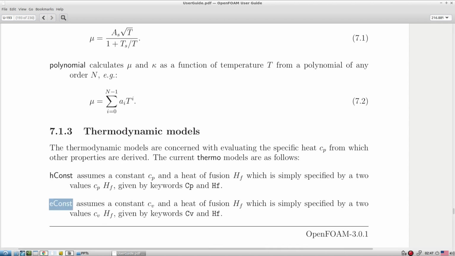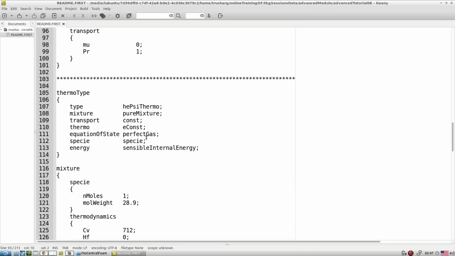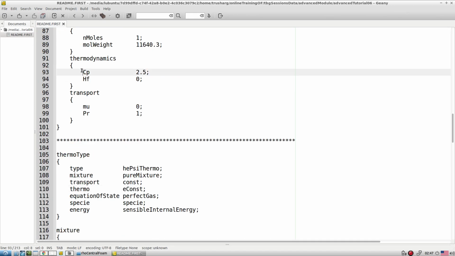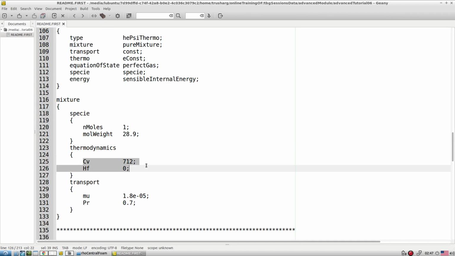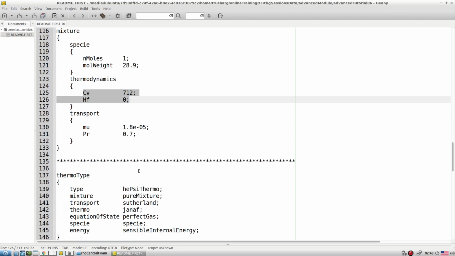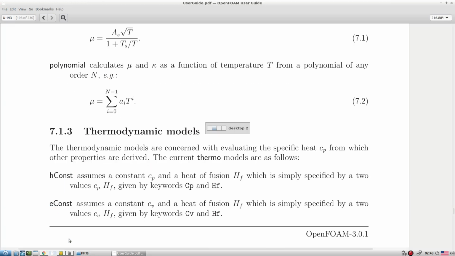So E constant, if we want to see, then it is here, E constant. Here in place of Cp we have to specify the Cv inside the thermodynamic property, and with the help of that we try to work and quantify the temperature. So that is the idea behind that.